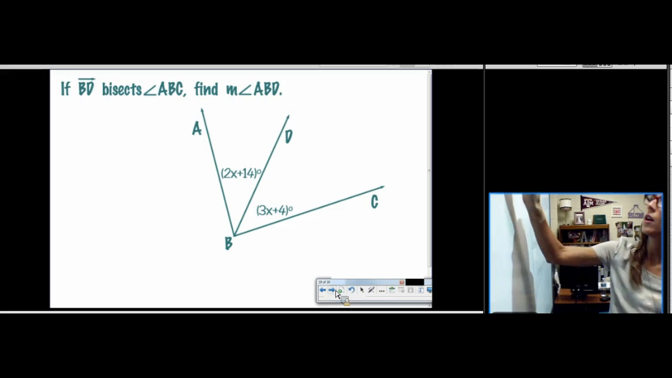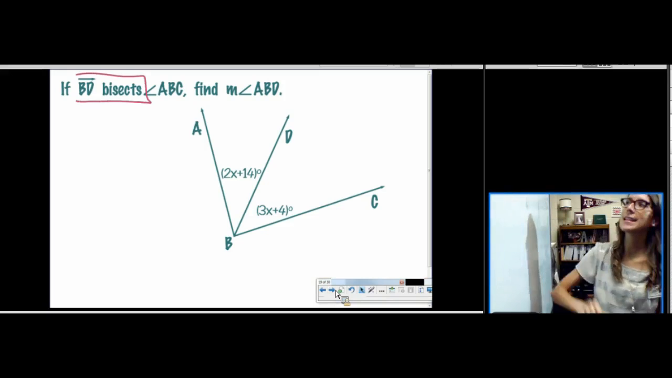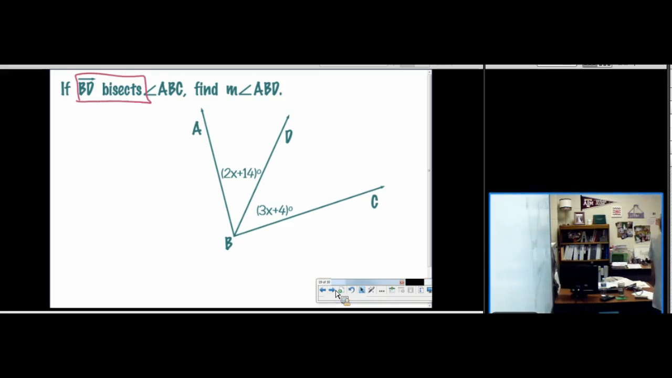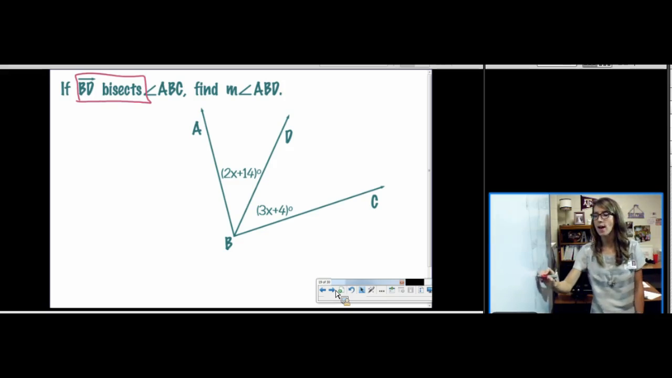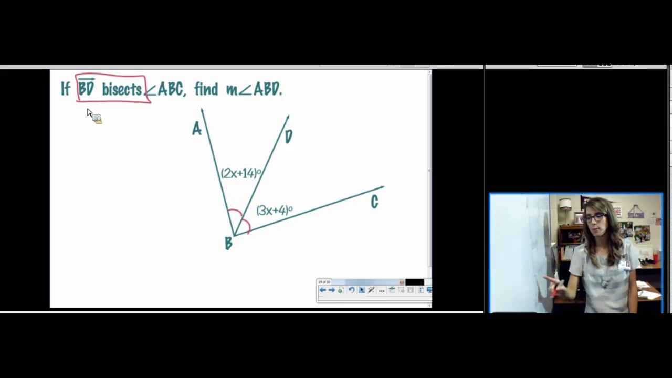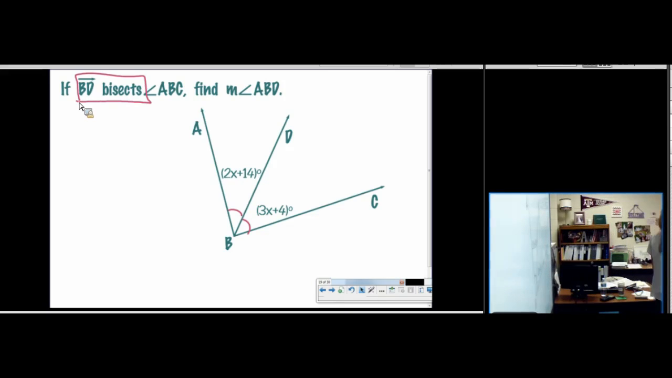When it says Ray BD bisects angle ABC, what does that mean? What does bisect mean? Cut in half. Thank you, Trinity. So if something's been cut in half, then this half equals this half. Put an arc and another arc on your picture right now. They're equal. They're identical twins.